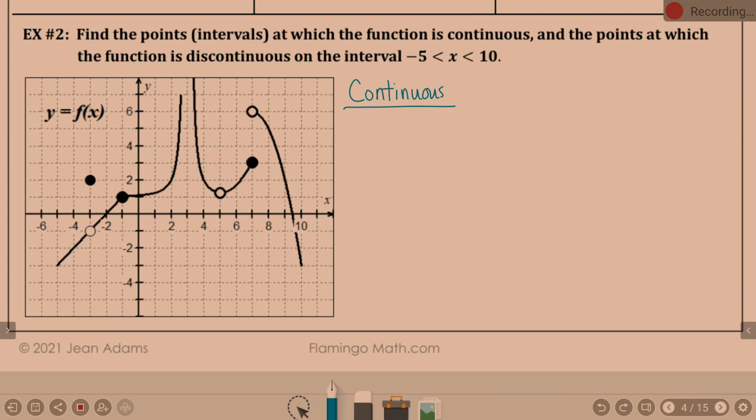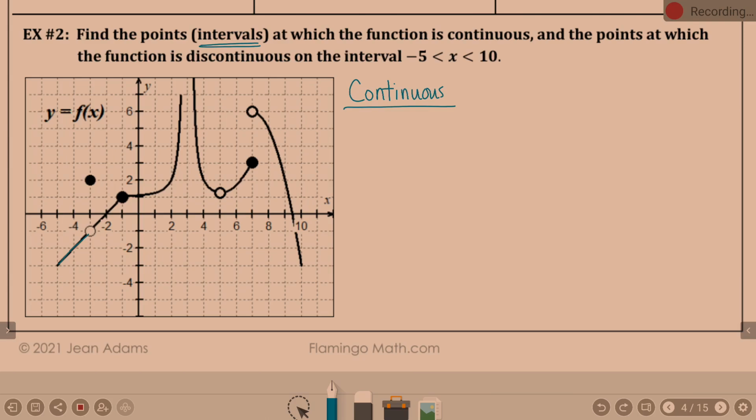So, let's work our way from left to right. Where are we continuous? Okay, but talk intervals for right now. So if we start at the left, what's our first interval of continuity? -5. Are we agreed? Yeah. -5 to -3. That is a continuous little piece, yes?